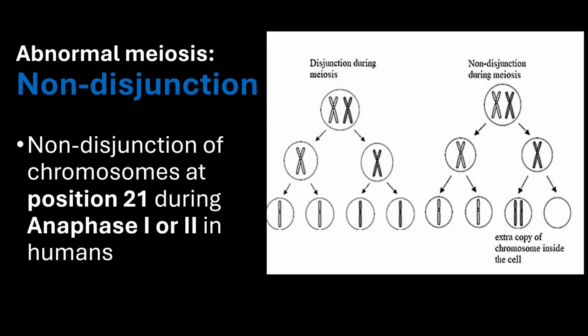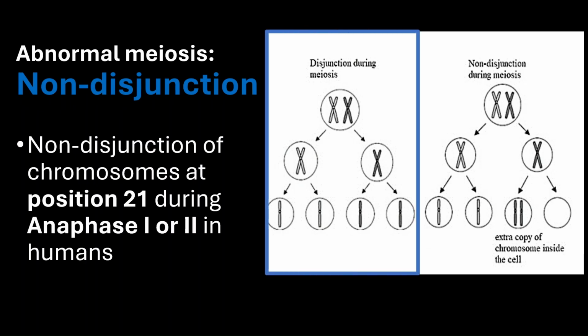But how will you identify non-disjunction? Sometimes you can know what is wrong by looking at what is right. So for us to know what is wrong, let us look at what is right. The first diagram represents normal meiosis. Abnormal means there's a disorder. So this one is in a healthy cell, and this is a normal meiotic process. Here we begin with one cell, and we end with four.